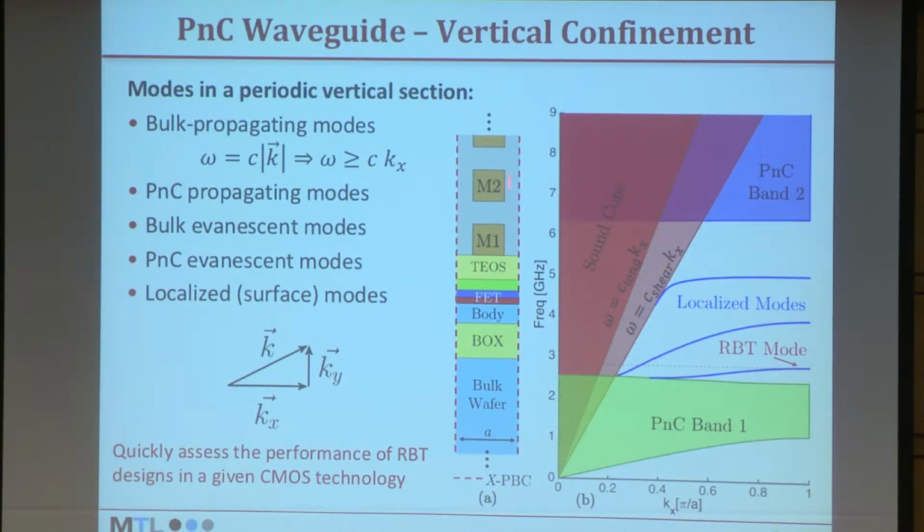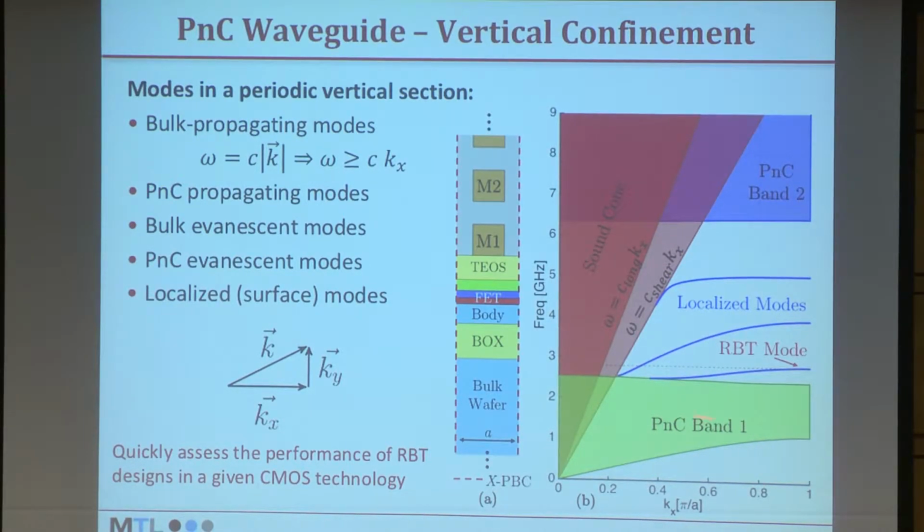I took a vertical section where I have the phononic crystal on top, just one period of the phononic crystal, and the bulk wafer at the bottom. I apply periodic boundary conditions in the X direction, and I use the x component of the wave vector to parameterize my solution because it's conserved by virtue of the translational symmetry. And I start looking at all the possible eigenmodes.